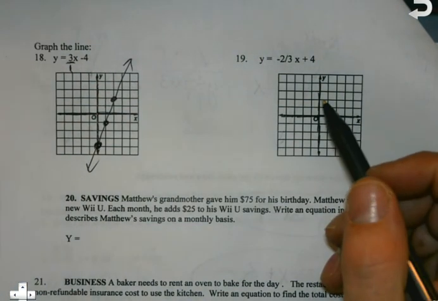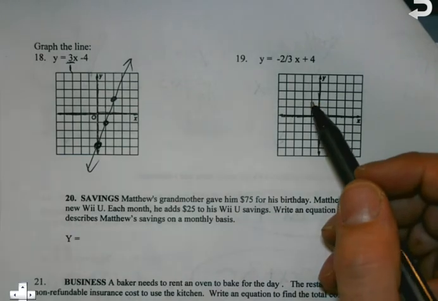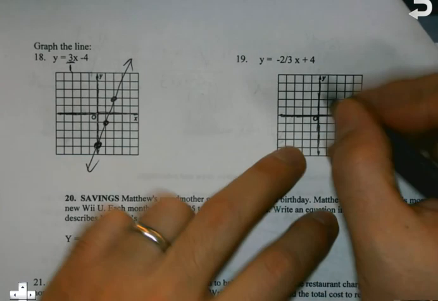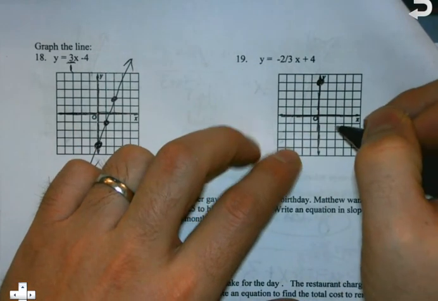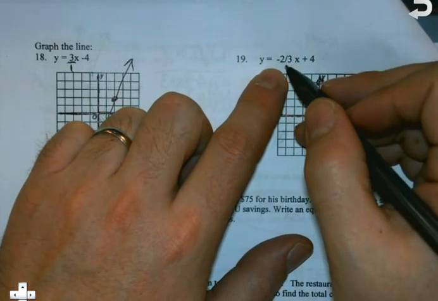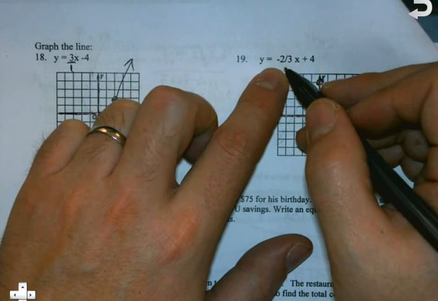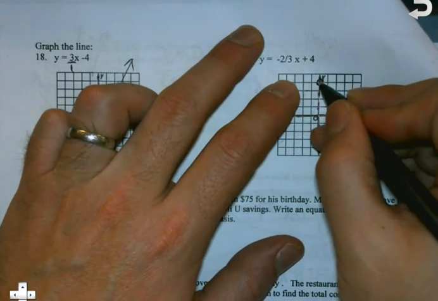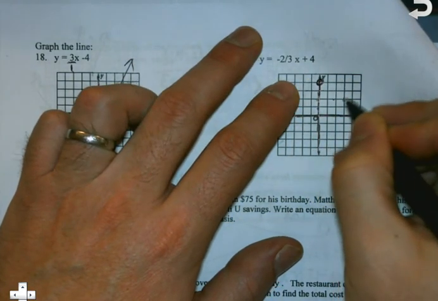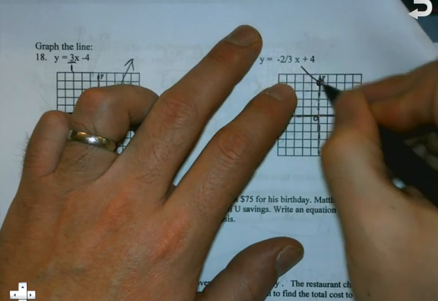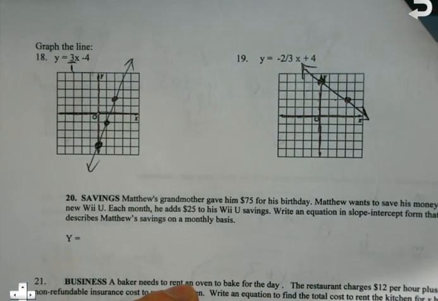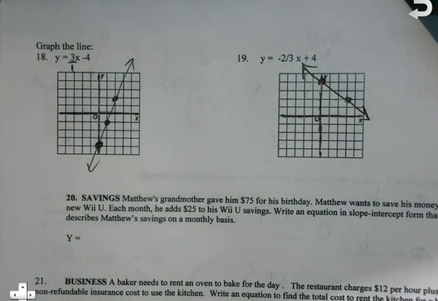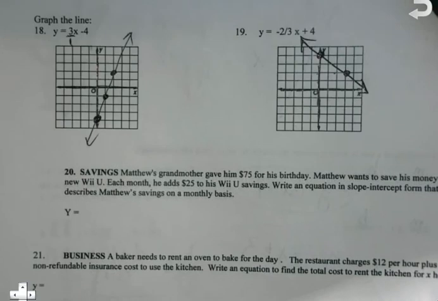So what am I going to do on 19 then if I need to graph that one? Okay. Right. The negative only goes on one number. In this case, the 2. So down 2 and right 3. If it's a negative slope, it goes down and to the right. And that's how that's going to work. Okay, now hang tight on that.